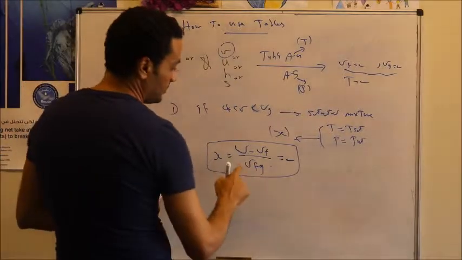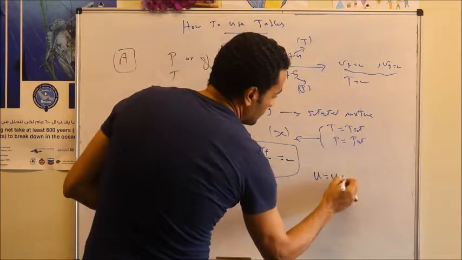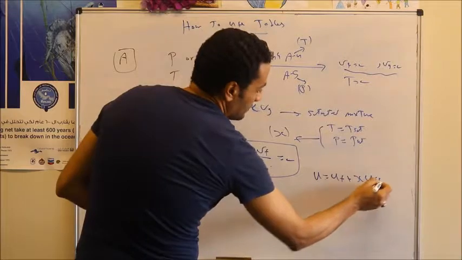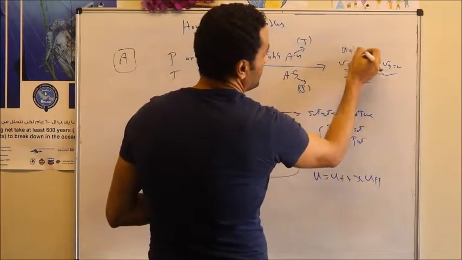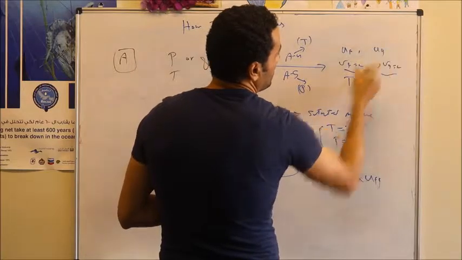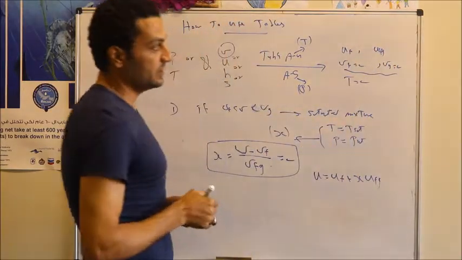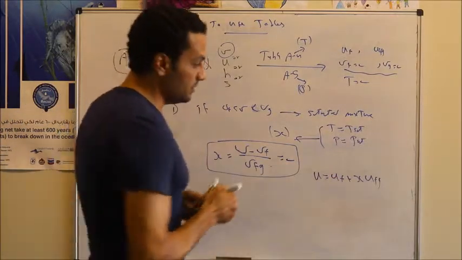So to calculate the other properties, now we do have x. Then we can say internal energy will equal u_f plus x multiplied by u_fg. And here from the table, you can get internal energy u_f, and also you can get internal energy u_g, or you can directly get u_fg. It is given in the table. So u_f and u_fg, then you can calculate u.